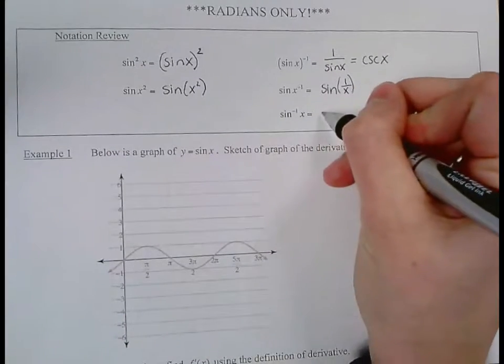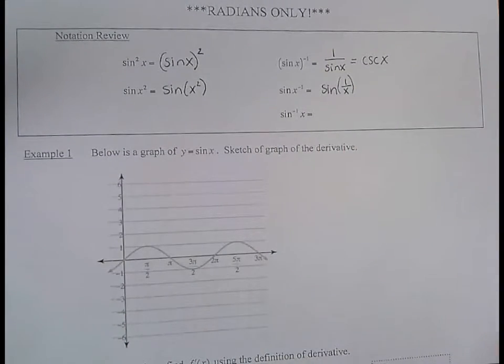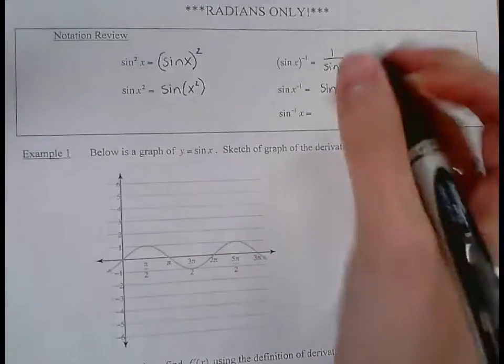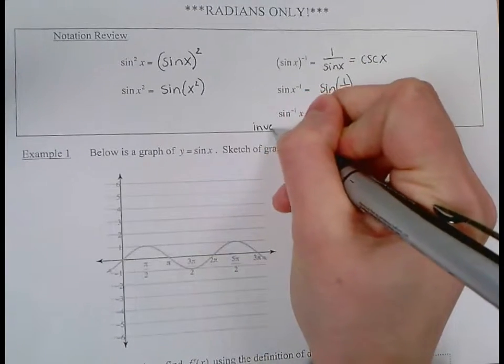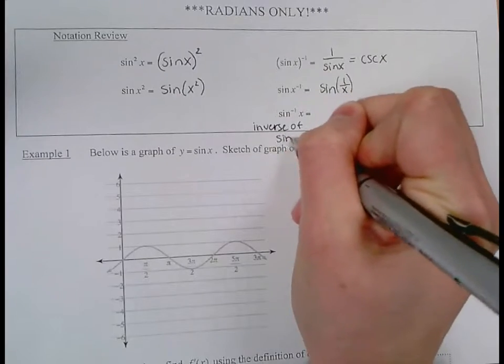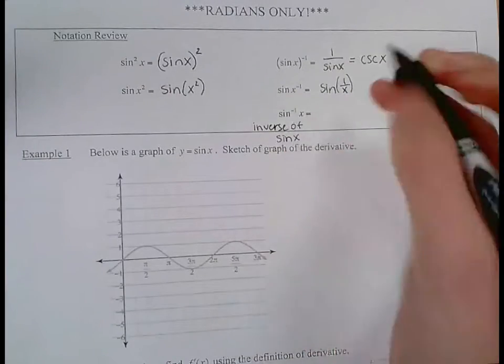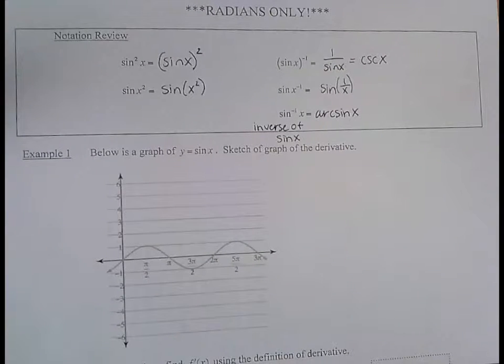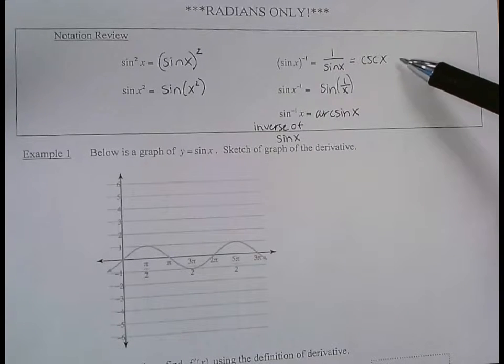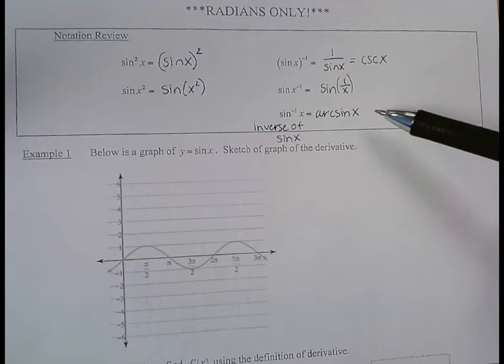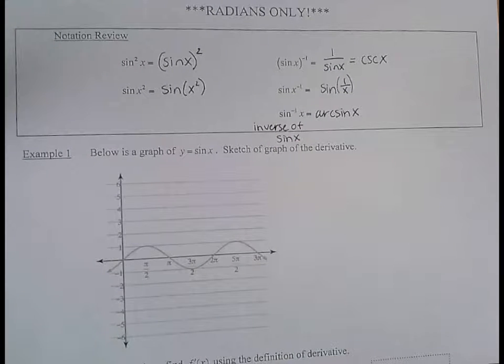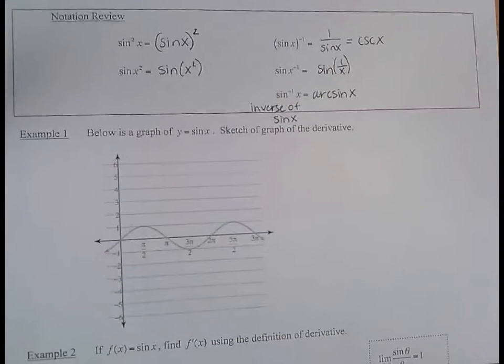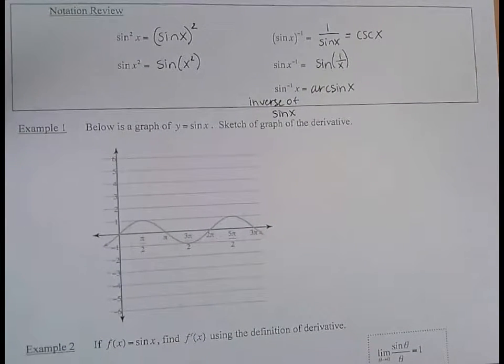So another way to write this, and you will see both notations. You will see it written as sine inverse, or the inverse of sine of x. And then another way to write it is arcsine of x. Inverse of sine is not cosecant. Cosecant is the reciprocal of sine, and then inverse of sine is a different function. So they are different. They're not the same. All right, so that's just reviewing some notation with you.